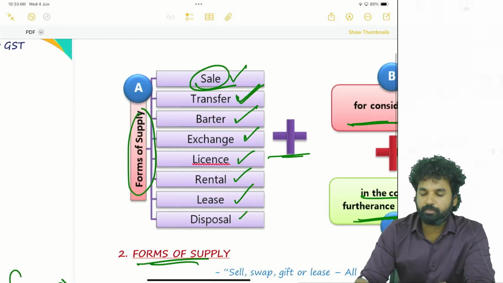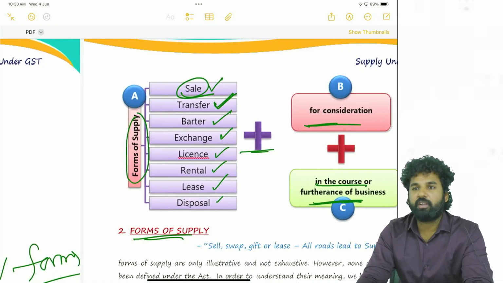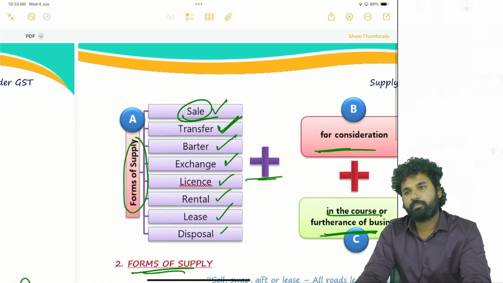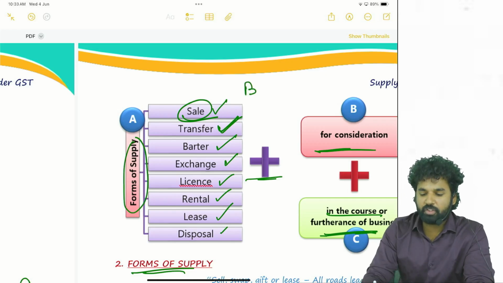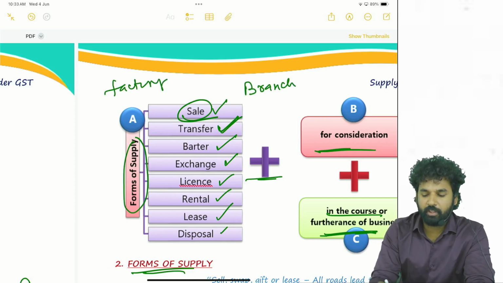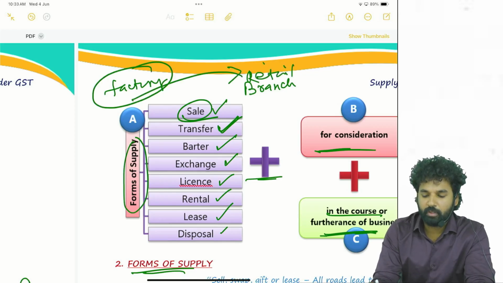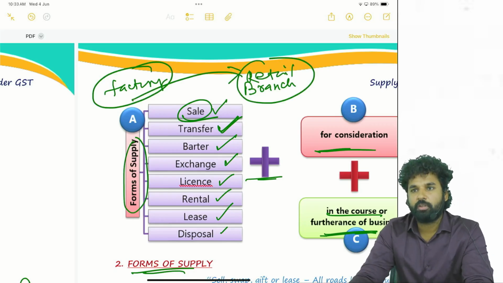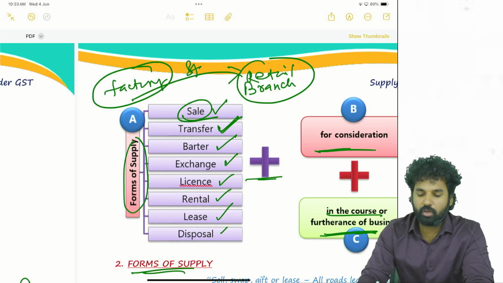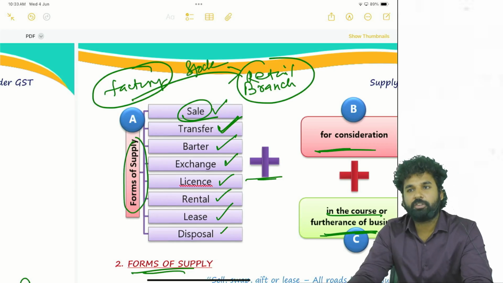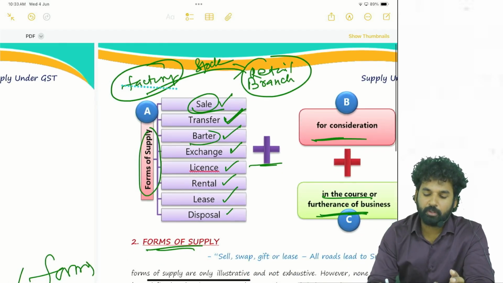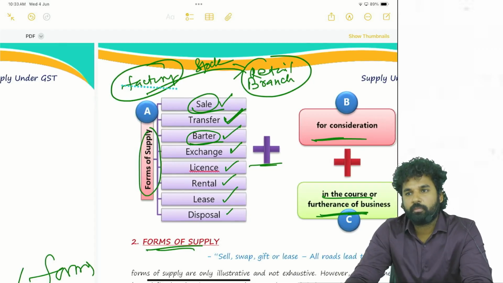Next there is a transfer. Transfer means simply shifting. Okay, so we have a branch office. We have a factory. We have a retail branch. We are moving the goods or stock from factory to retail branch. This can be treated as transfer. Transfer of goods. Okay, na? So transfer. Next, barter. Barter means exchange.